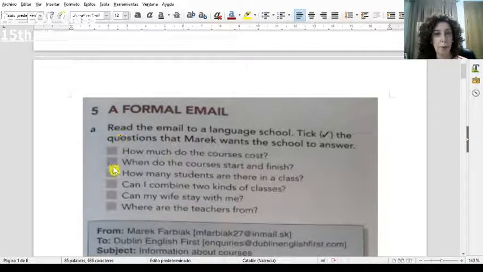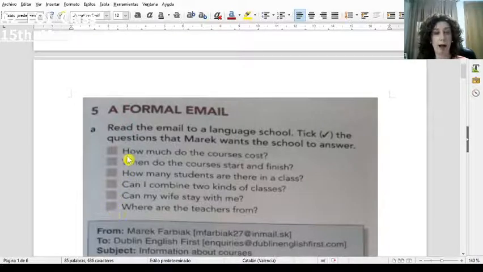Then, when do the courses start and finish? També. Però fa la interrogativa aixina. When does the course start and finish? No. Could you send information about the price and the dates? Quina més seria? La següent. Can I combine two kinds of classes? Is it possible to attend business and ordinary classes? També diu això. Can my wife stay with me? També, molt bé, però pregunta aixina, no. Is it possible or my wife would also like to stay with me?